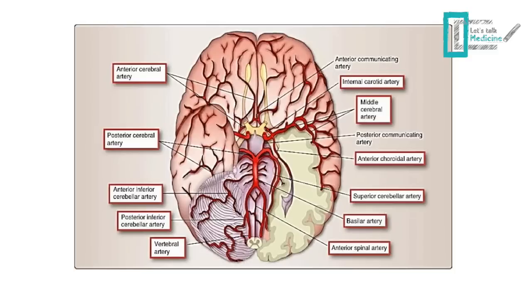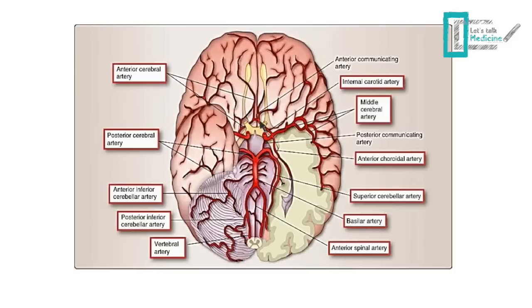Now, like the posterior cerebral artery, any cerebral artery has two sets of branches, some of which are cortical or superficial branches supplying the cortex, and others are deep or penetrating, which we call central branches. Now let's start with the first branches, which are the cortical branches of the anterior cerebral artery.